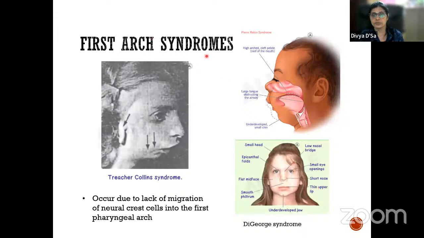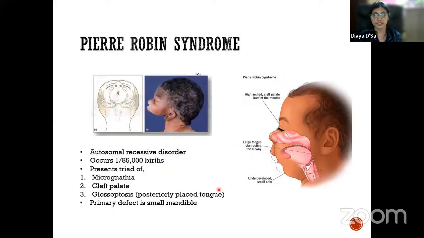So first arch syndromes. Now if the structures are not well formed, what happens here? It results in different syndromes: Treacher Collins, Pierre Robin, DiGeorge syndrome. So this is basically due to lack of migration of the neural crest cells, okay, because they are essential for the formation of all the different elements of the arch.